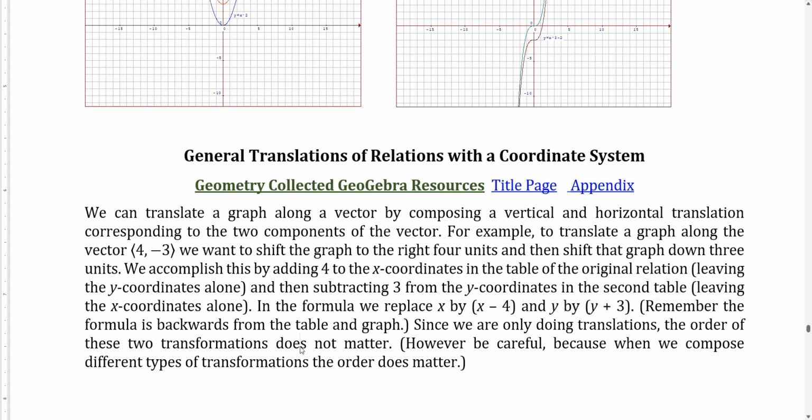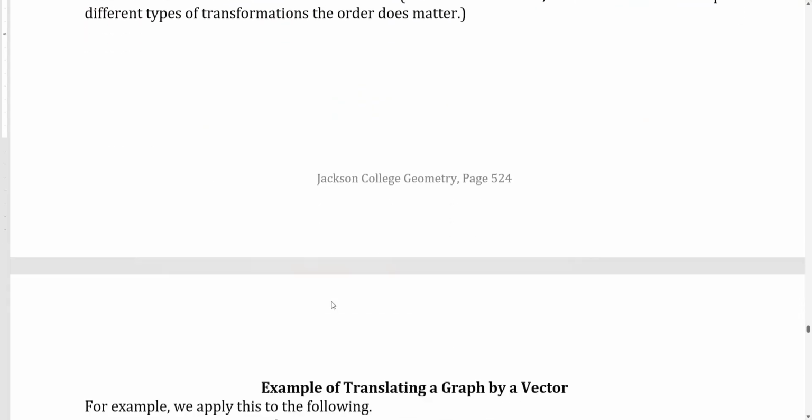Now, in this particular case, since we're doing just translations, the order doesn't matter. You can do the left to right first and then the up or down, or you can do the up down and then left to right. However, I'm going to give you a quick warning. When we compose other types of transformations, the order does matter. So let's be a little careful with that a little bit later on. But right now, it doesn't really matter.